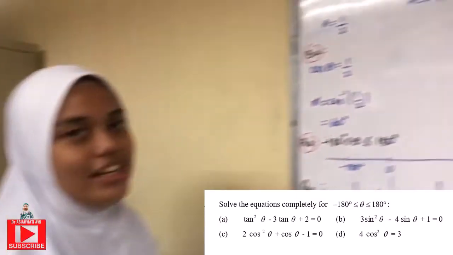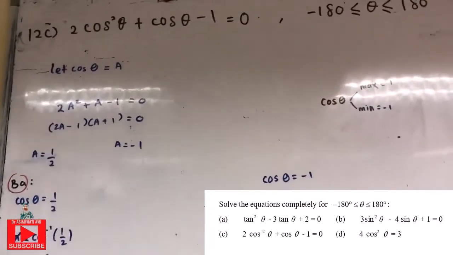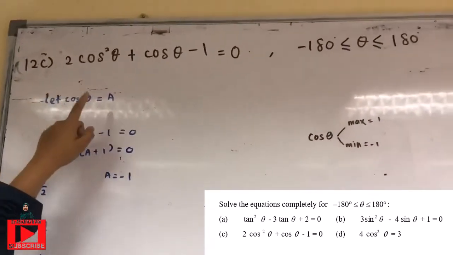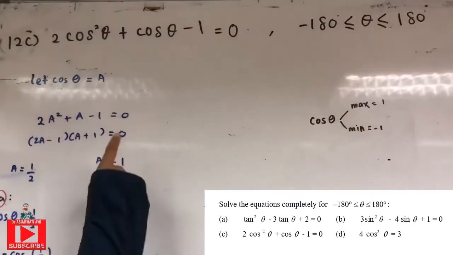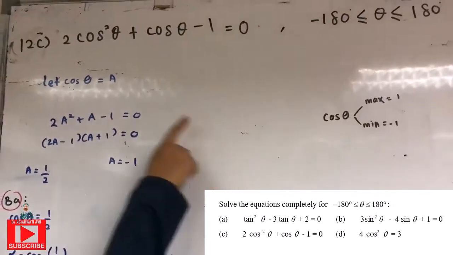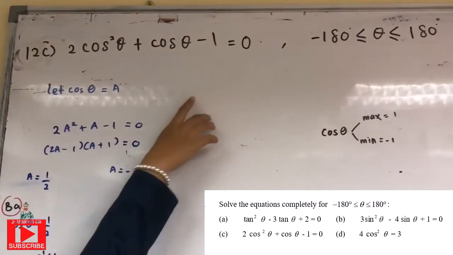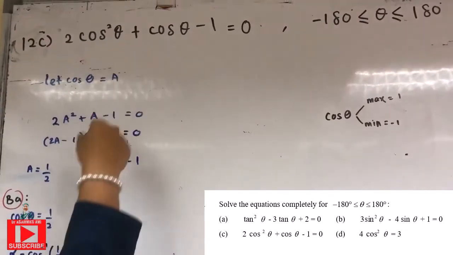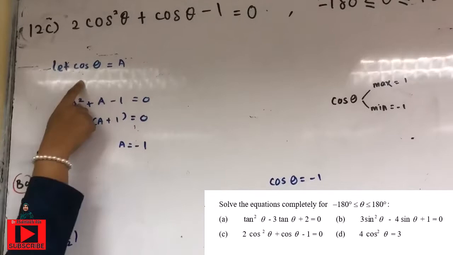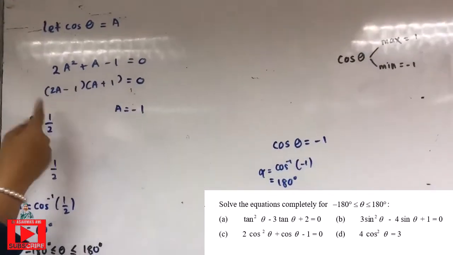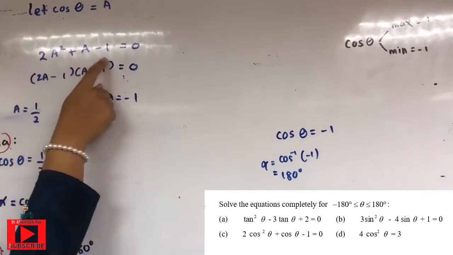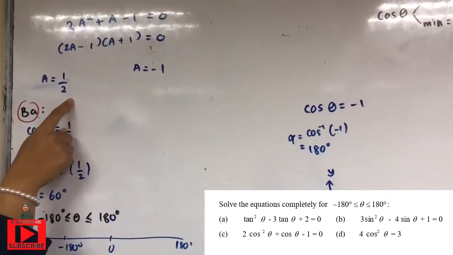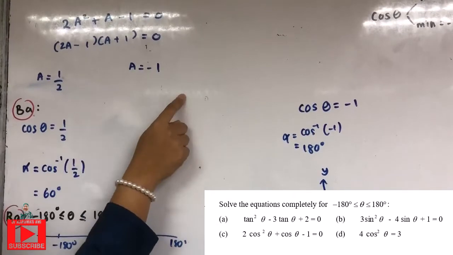So soalan untuk soalan 2C, 2 cos square theta tambah cos theta tolak 1 sama 0. So kalau kita perasan dekat equation ni, dia adalah quadratic equation. Sebab apa? Sebab dia ada power 2 kan. So kalau tak nak pening, kita letakkan cos tu sebagai A. So salin balik 2A squared tambah A tolak 1 sama dengan 0. Lepas tu kita factorize, dapatlah A sama dengan 1/2. Satu lagi A sama dengan negatif 1.